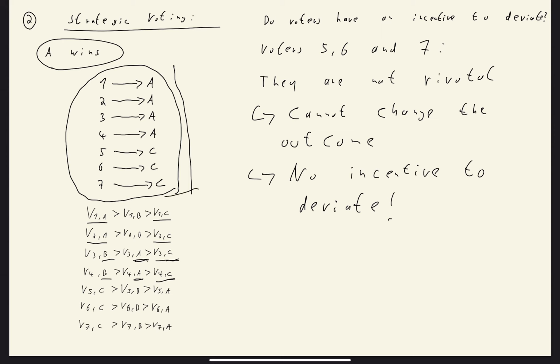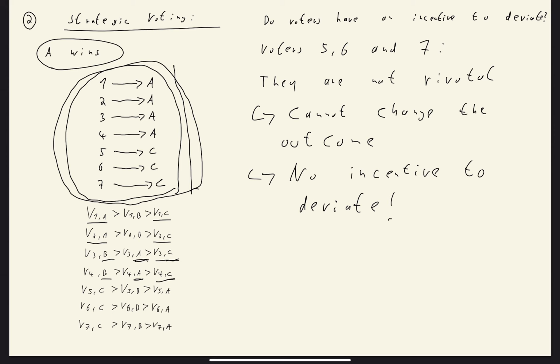And this voting behavior that I showed you here is strategic, in the sense that nobody has an incentive to deviate from it, and candidate A is winning. And this was the first part of the question for this exercise.